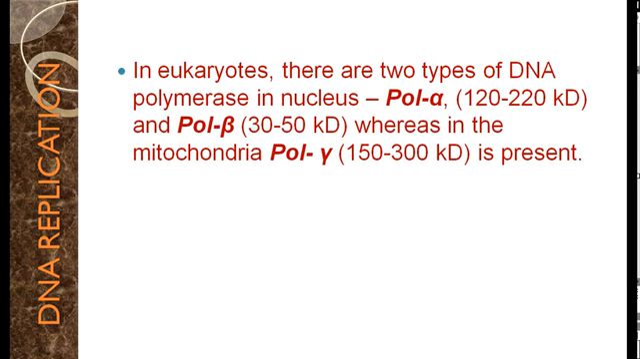Now in eukaryotes, there are two types of DNA polymerase in the nucleus, polymerase alpha, polymerase beta, and one another is polymerase delta. Whereas in mitochondria there is polymerase gamma. It is not two types, it is three types: polymerase alpha, beta and delta in eukaryotes and polymerase gamma in the yeast mitochondria.